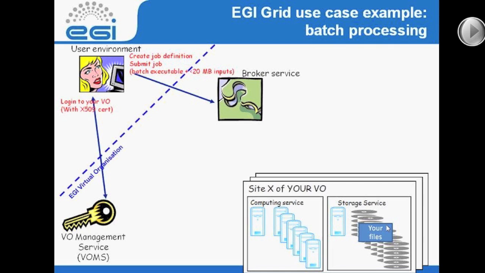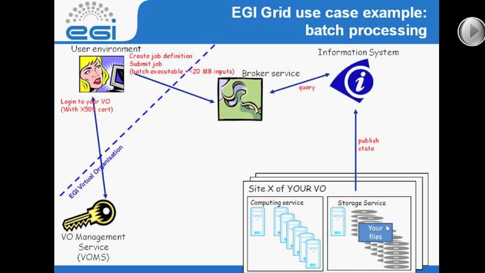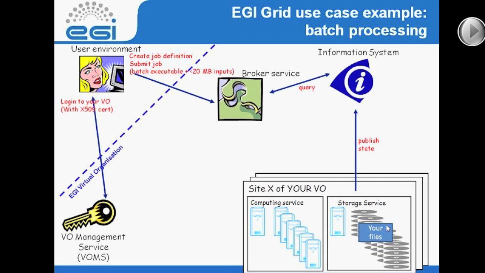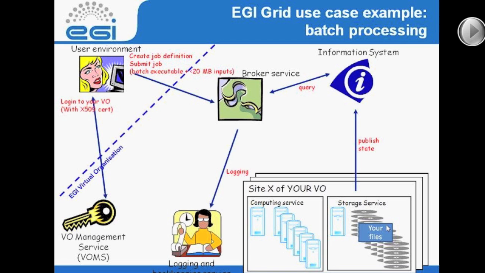VO. Then she defines her computation in terms of batch computing jobs and submits these jobs to a broker service. Typically, this submission includes the smaller input parameters to drive the computation. Meanwhile, the large input files or input data are located on storage services and are not transferred from the user environment to the broker. The broker uses an information system to identify which are the most suitable sites of the virtual organization for the computing.